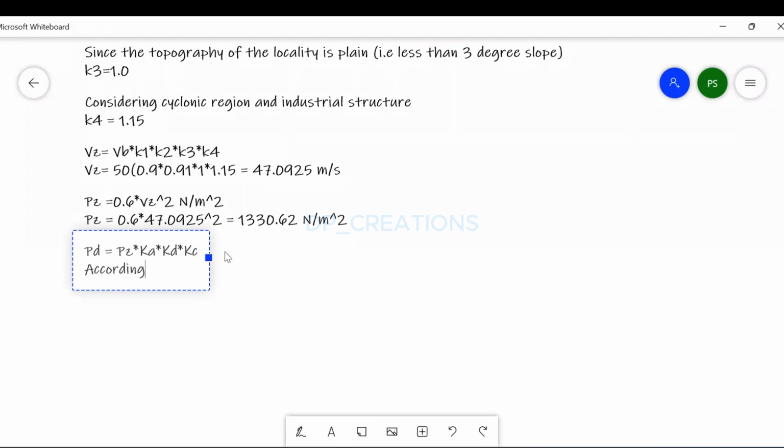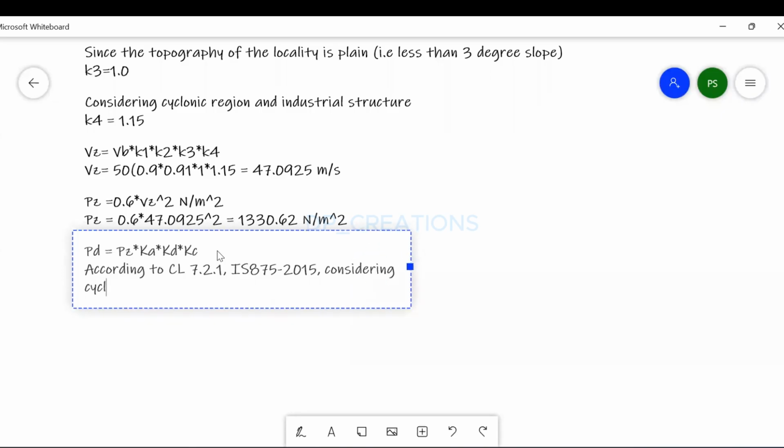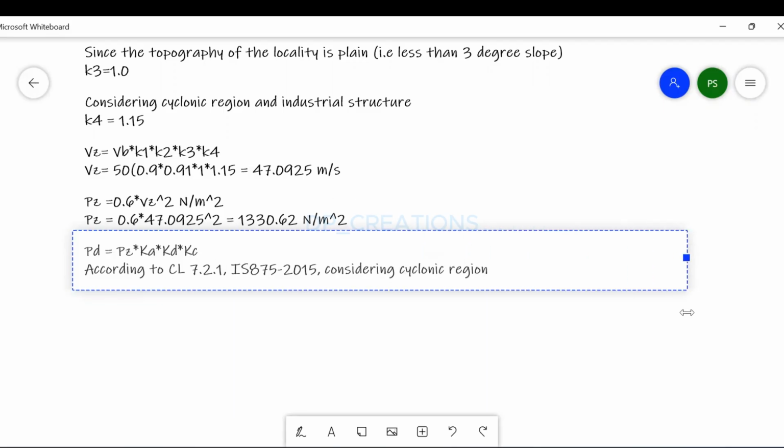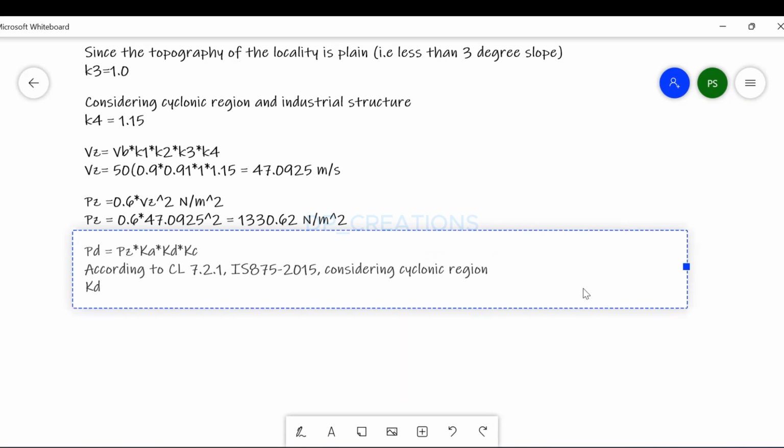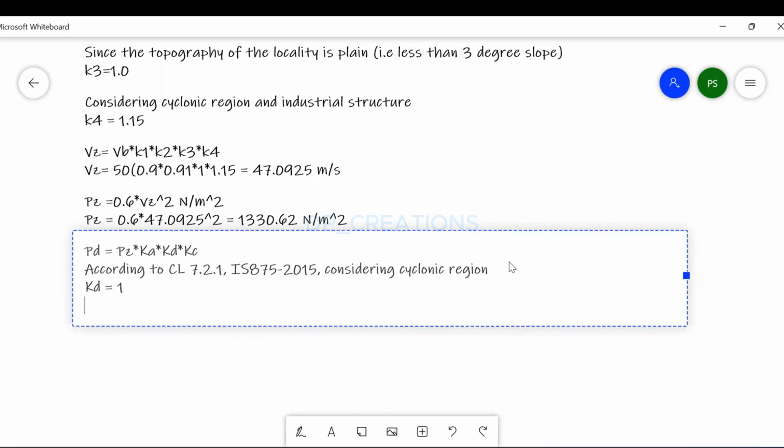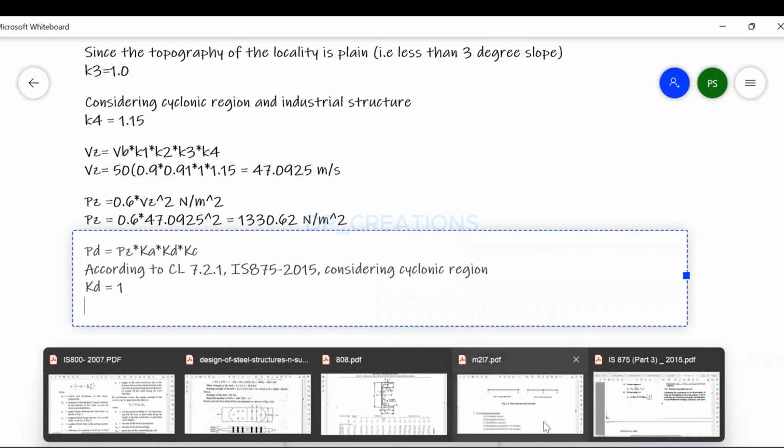According to clause number 7.2.1 of IS 875-2015, considering cyclonic region, Kd equals 1. Clear? Then after Kd, Ka.